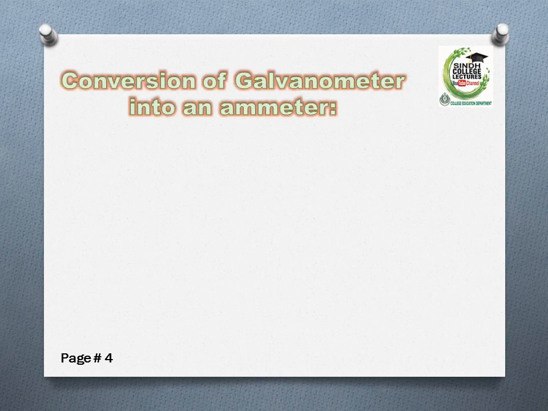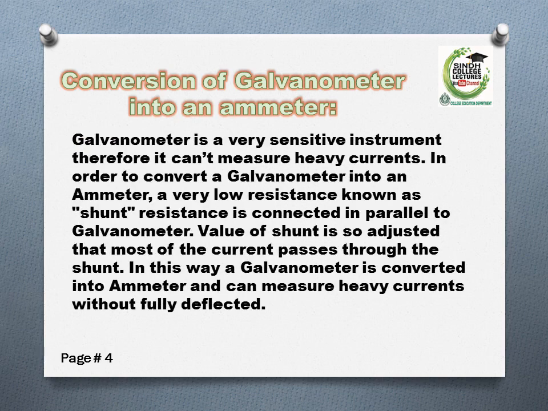Conversion of galvanometer into an ammeter. Galvanometer is a very sensitive instrument, therefore it can't measure heavy currents. In order to convert a galvanometer into an ammeter, a very low resistance known as shunt resistance is connected in parallel to galvanometer. Value of shunt is so adjusted that most of the current passes through the shunt. In this way, a galvanometer is converted into ammeter and can measure heavy currents without being fully deflected.